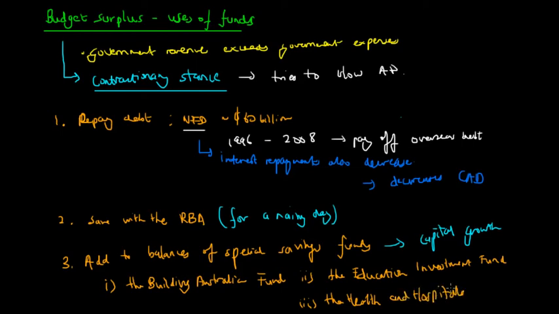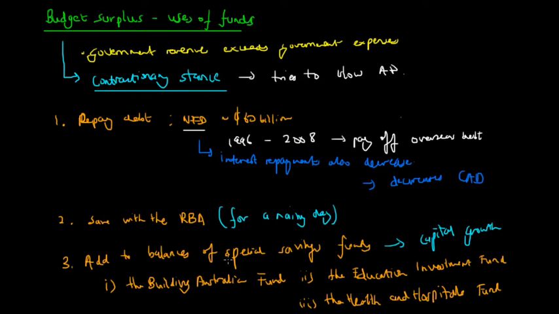What they could do with the budget surplus is to add to the balance of special savings funds to encourage economic growth to be more sustainable, and to provide the public services needed to maximize our living standards, or to provide education, infrastructure, and health to those who don't have the money or the capacity to pay for private education, health, or infrastructure.